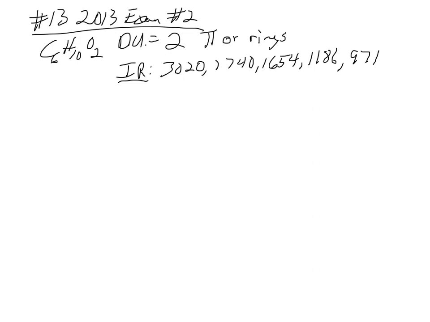So 3020, what does that tell you? It tells you there's a C double bond C, specifically an sp2 CH. So be careful, don't write anything else: that stretch tells you sp2 CH.